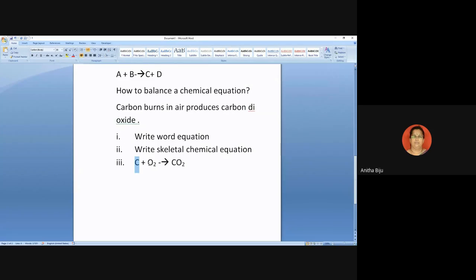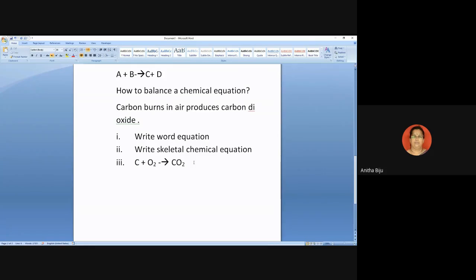So in this case, the number of atoms of carbon and oxygen on both sides are equal. Isn't it? So the third step is already fulfilled in this particular reaction. Now we can say that this is a balanced chemical equation. In some cases, these three steps are more than sufficient to balance a chemical equation. In some cases, these three steps are not sufficient. So let us think about one reaction of that type. Now I will write another question.